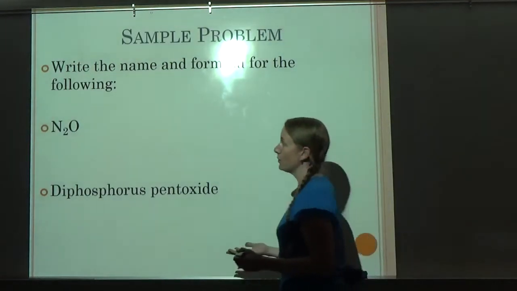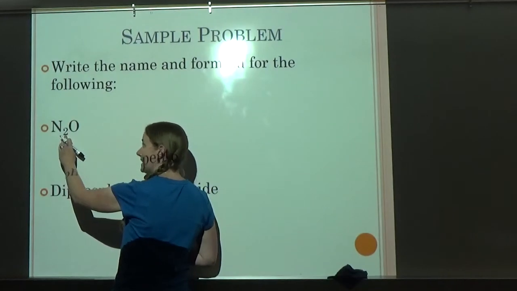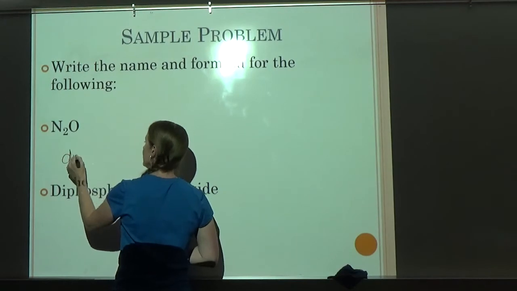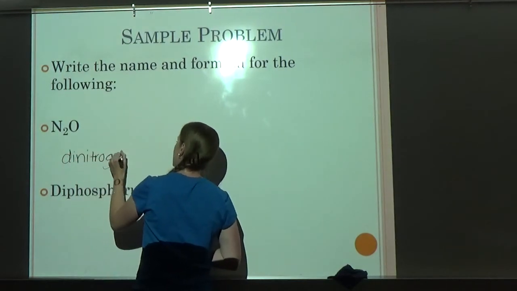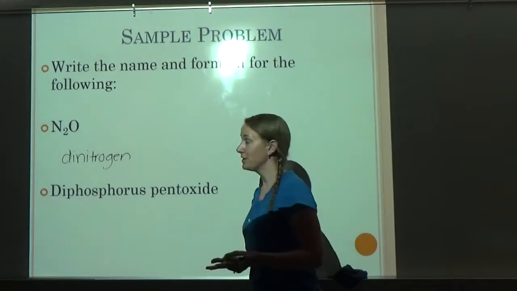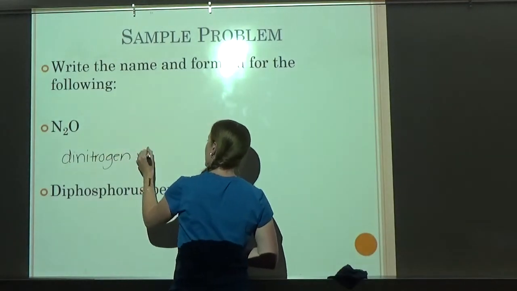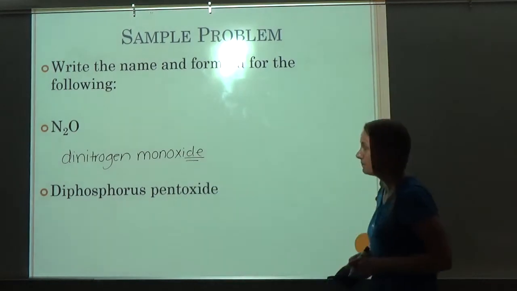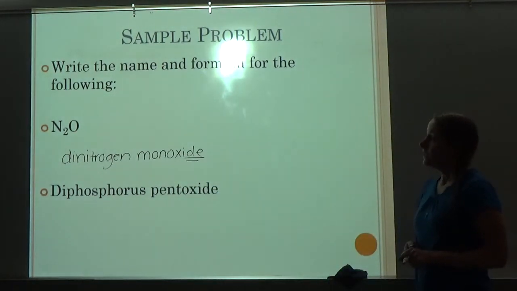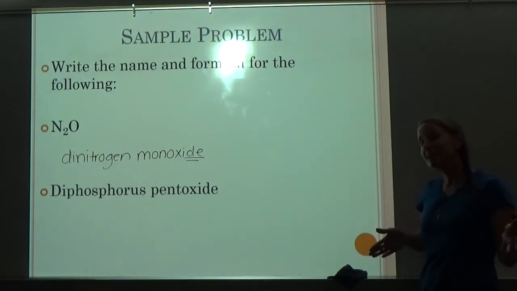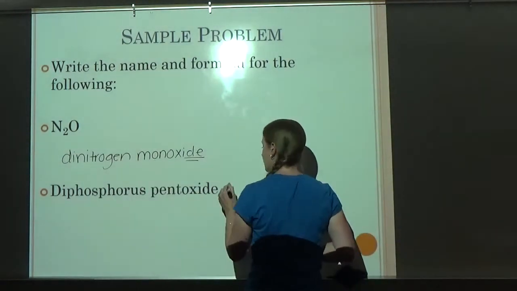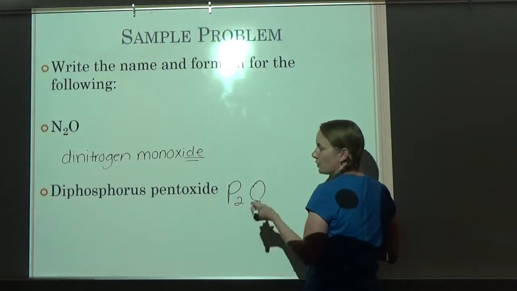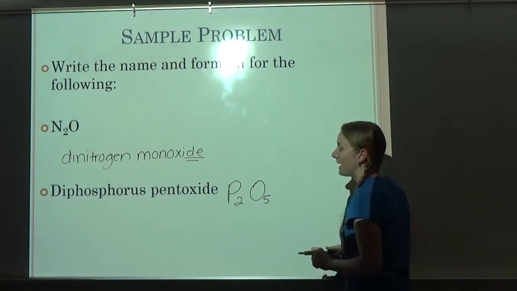So we have N2O. Since my first element does have a subscript, I will need a prefix. My prefix for 2 is di, and N is nitrogen. The second element always needs a prefix. So since there's just one O, I'm going to call it monoxide. So don't forget to put that -ide in there. Monoxide. If I give you the name, you do not need to crisscross. So diphosphorus, phosphorus is P, di means 2, pentoxide. Oxide is O, it's just oxygen, and penta means 5.